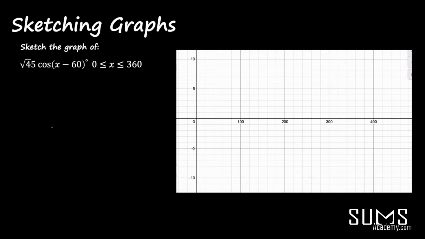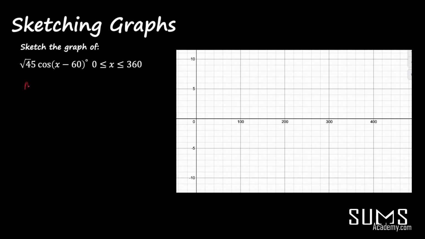So the question for part B might be: sketch the graph of the equation above that you had to work out the new form of. Say we've been asked to sketch the graph of root 45 cos x minus 60 degrees between 0 and 360. So how are we going to figure this out? Well, what will we need? We'll need the max and the min, and we'll need the shape as well. This is just a sketch, so they're really looking for the max and the min and where they occur.